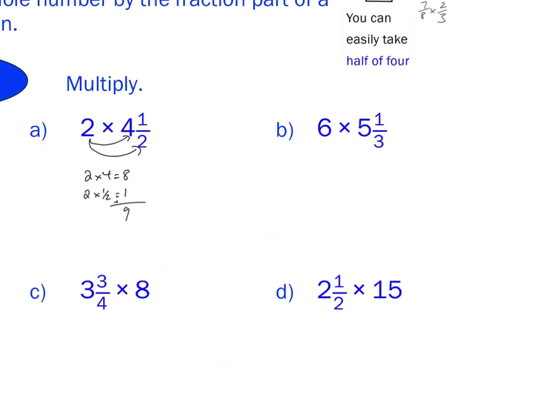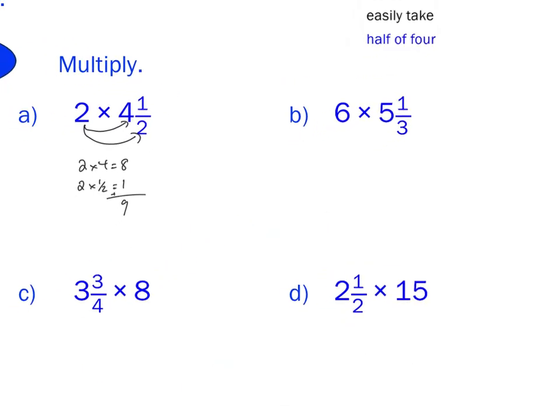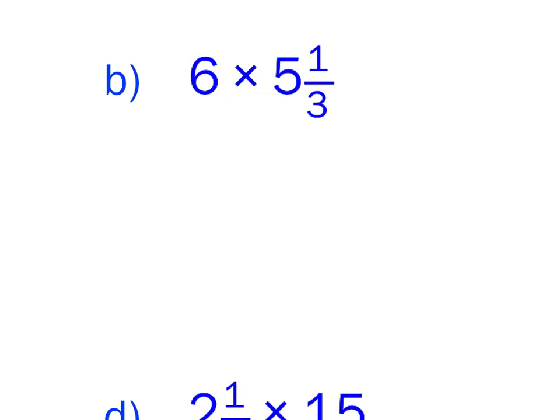Now, 6 times 5 1/3. So 6 times 5, what's that? 30. And then it goes 6 times 1/3. What's a third of 6? 2. So then we add these together and we get 32.